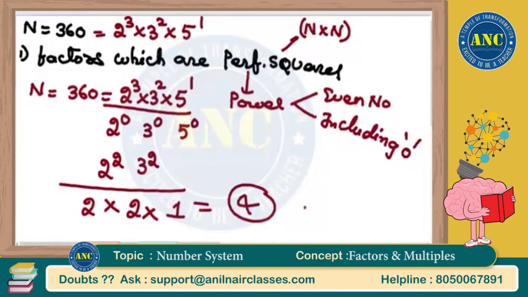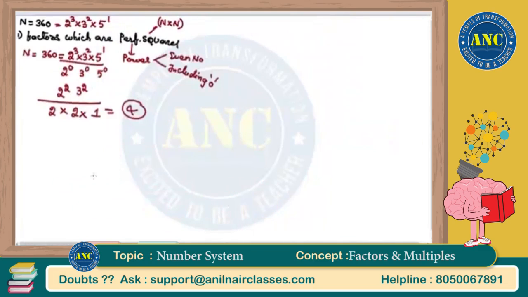Factors which are perfect squares. Next one, please write down. It is very simple. Divide the power. This is the generic method. Now we will discuss the optimal method. Divide the power of a prime base by 2.